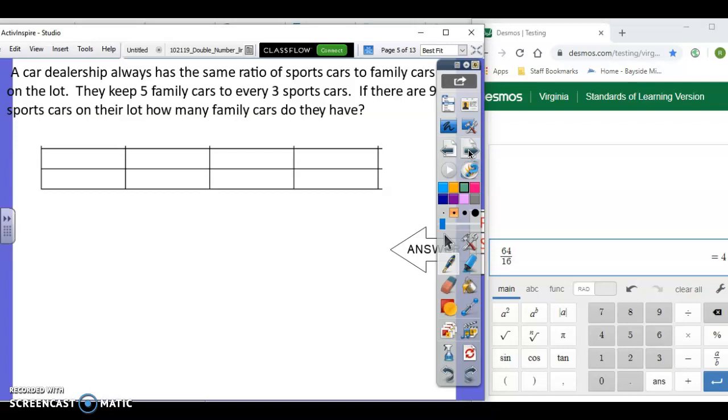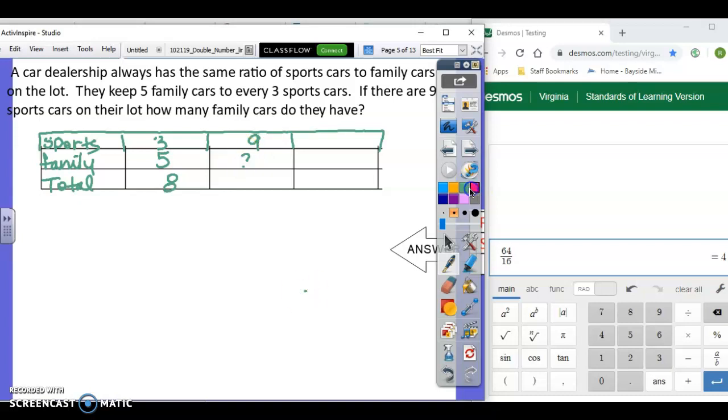So we need to label these boxes, and I need one more. So we're going to have sports cars, family cars, and we're going to have a box for total. And they told us that the ratio is 5 family cars, make sure you put that in the right box, for every 3 sports cars. And that makes a total of 8. The question says, if there are 9 sports cars, how many family cars do they have?